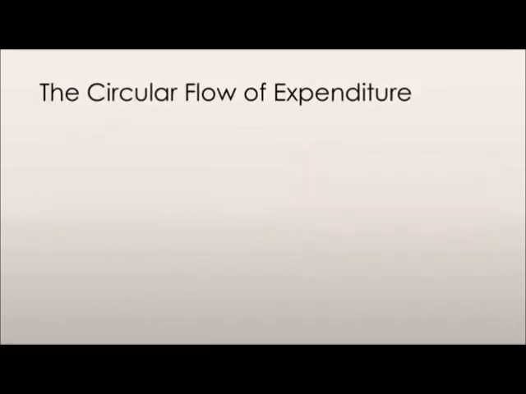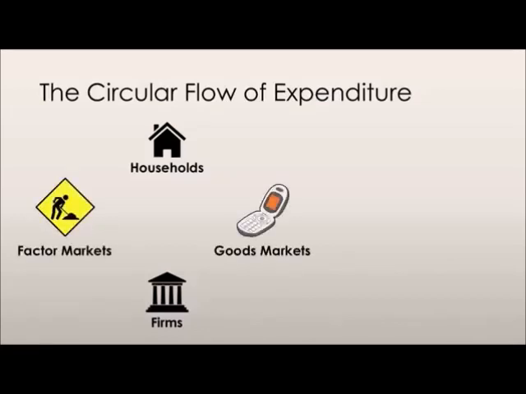Now let's take a look at the circular flow of expenditure. So we have two main institutions that are going to make up the domestic circular flow, and those are households and firms. And households and firms trade in two distinct markets. We have the factor markets and we have the goods markets. The factor markets include land, labor, capital, and entrepreneurship that households provide to firms. And the goods market consists of all the goods and services that firms sell to households. Now, households spend their money in the goods market, and this is known as consumption expenditure. Now, all of this money goes directly to firms.